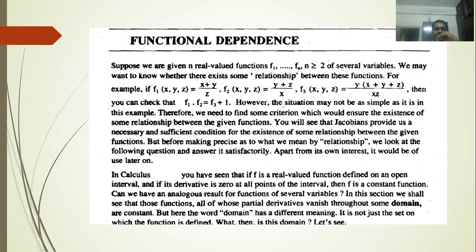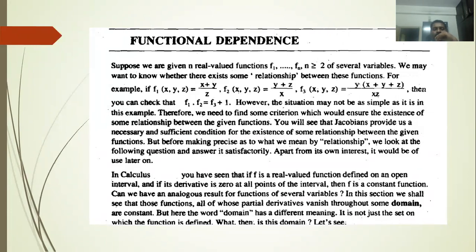However, in real life, the situation may not be as simple as it is in this example. Therefore, we need to find some criteria which would ensure the existence of some relationship between the given functions. There comes the Jacobian. We'll see that the Jacobian provides us a necessary and sufficient condition for the existence of some relationship between the given functions.